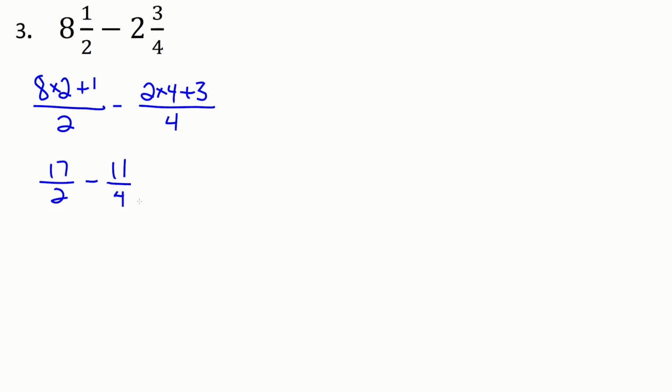So the common denominator between 2 and 4 is pretty simple. It's just 4. So we don't need to change the second fraction at all. So we're just going to basically double this fraction here, times 2 top and bottom. So 17 times 2 is a 34. So 34 over 4 minus 11 over 4. And then the subtraction in the top is going to give us 34 minus 11 is 23 over 4.